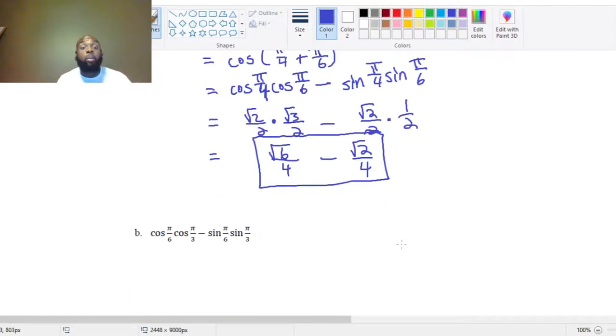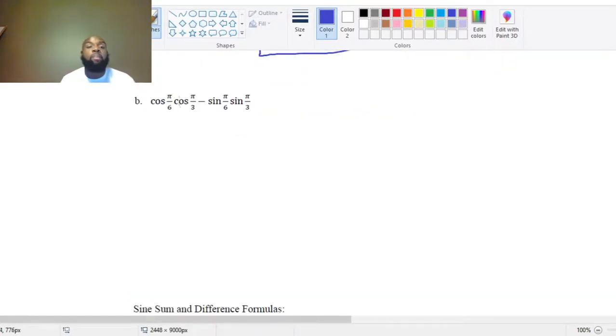All right, let's go to part B here. I have the cosine of pi over 6 times the cosine of pi over 3 minus the sine of pi over 6 times the sine of pi over 3. Now, note here, we do not have to use any formulas here because we know how to take the cosine of pi over 6. We know how to take the cosine of pi over 3. Same thing with the sine.